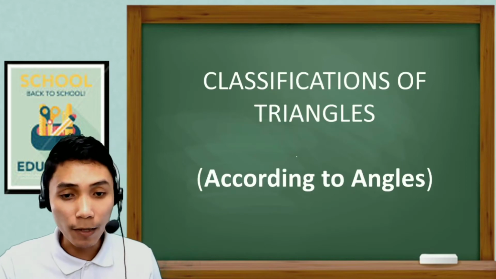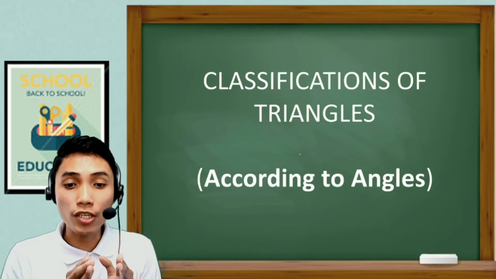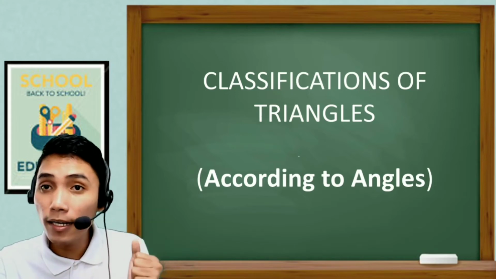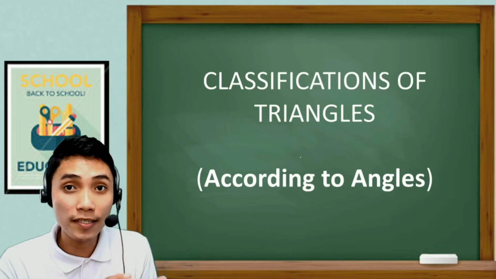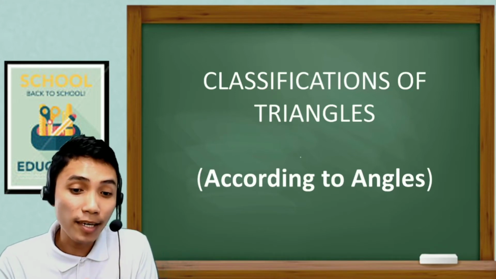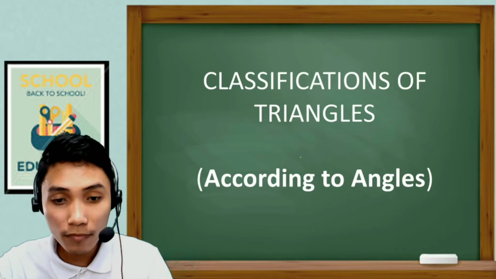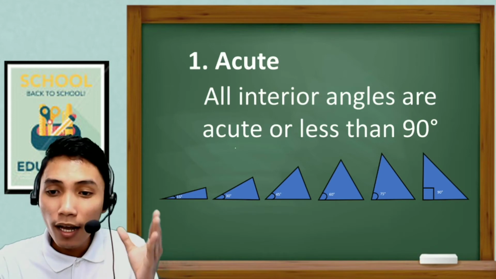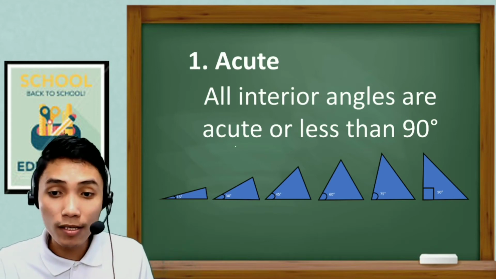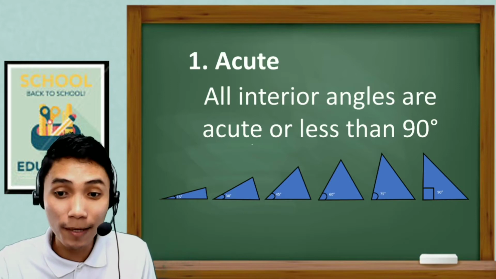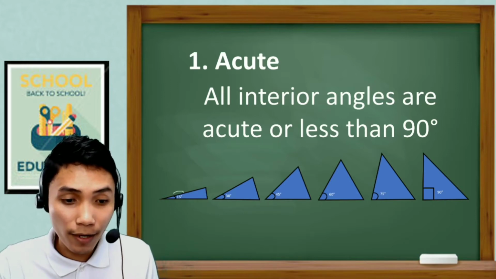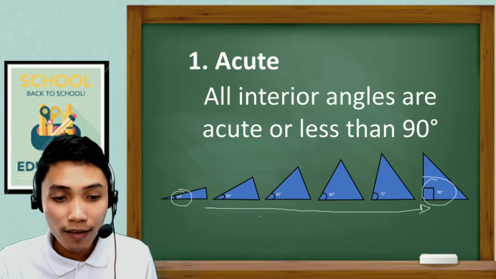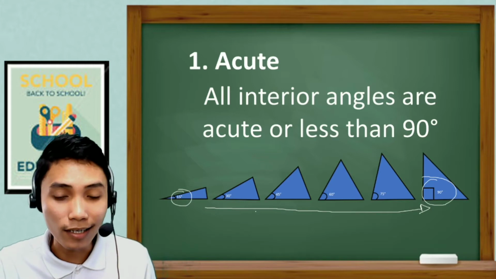Okay? Now, we have here also classifications of triangles according to angles. So ganiha, ang atong discuss is according to sides. So this time is according to angles. Number 1 is acute. So look at the figure. Acute is all interior angles are acute or less than 90 degree. From 15 degree to 90 degree, that is acute angle.